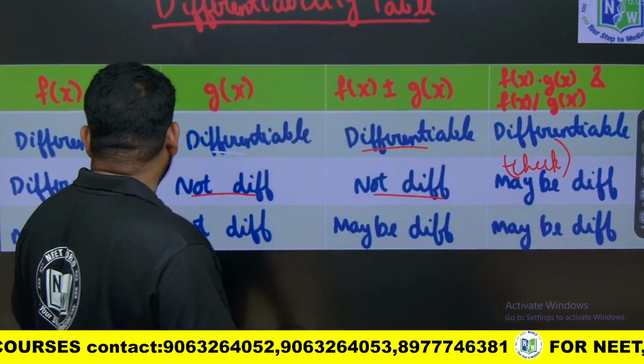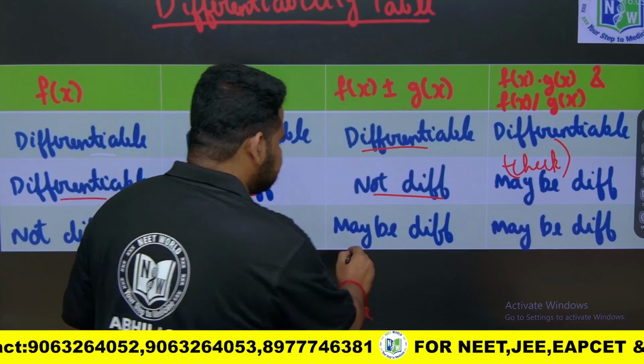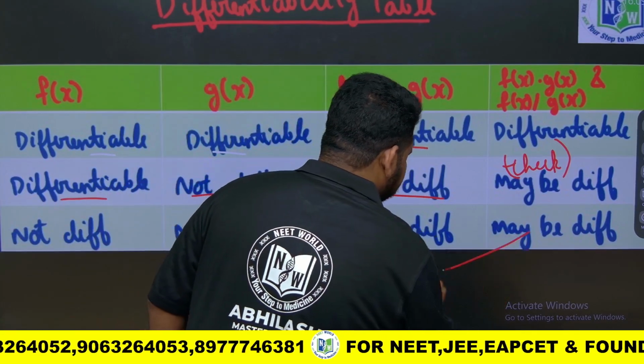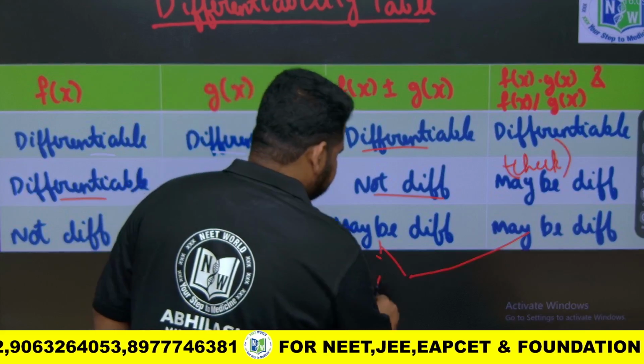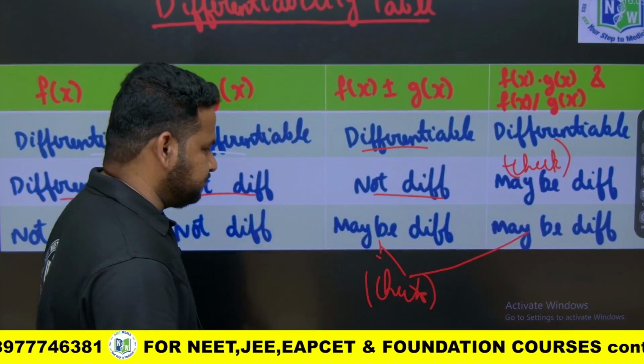Now, when both f of x and g of x are not differentiable, the sum and difference may be differentiable. That means we have to check. The product and division also, we have to check whether it is differentiable or not. The same thing we did for limits also. Let us proceed.